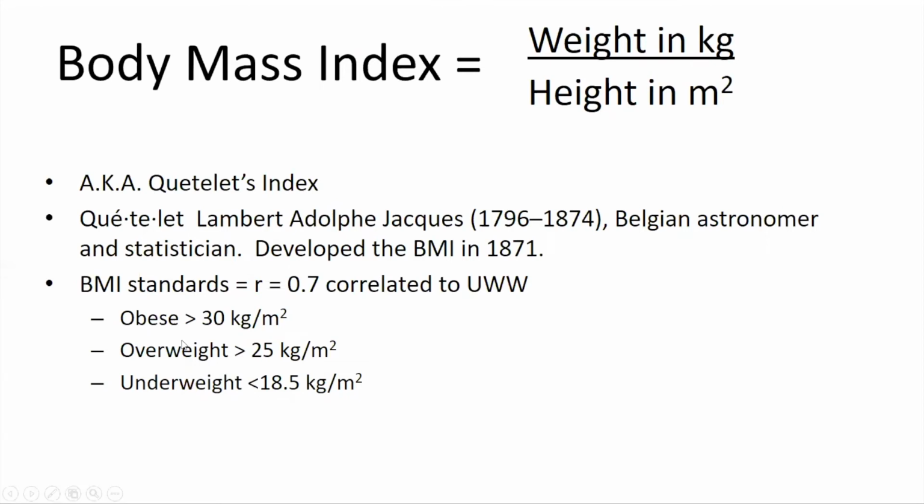So a BMI greater than 30 kilograms per meter squared would classify an individual as obese. A BMI greater than 25 kilograms per meter squared would classify somebody as overweight. And an underweight BMI would be anything less than 18.5 kilograms per meter squared.